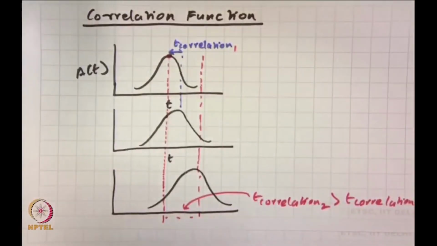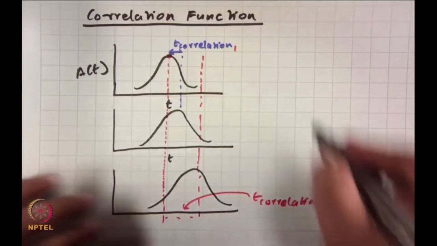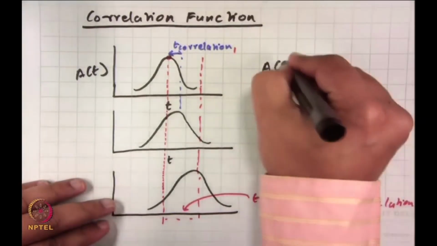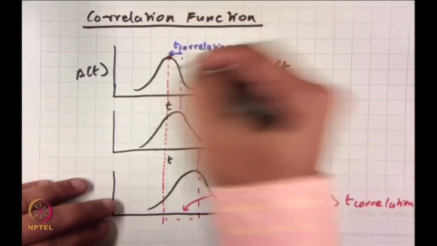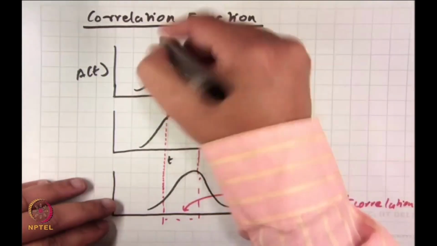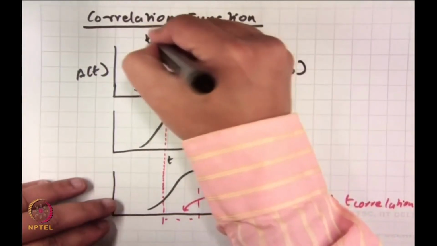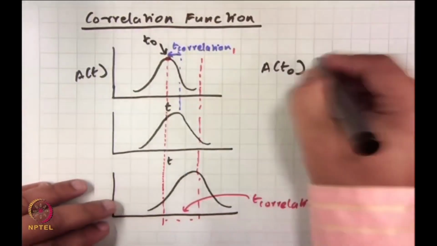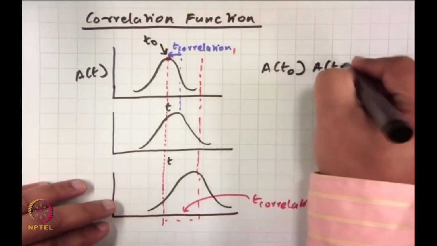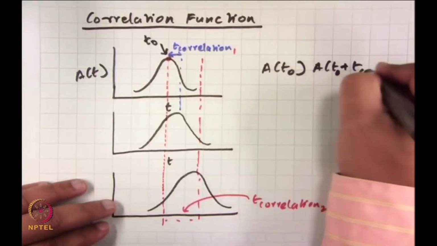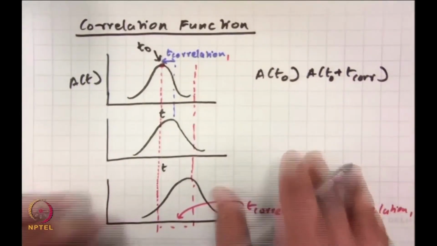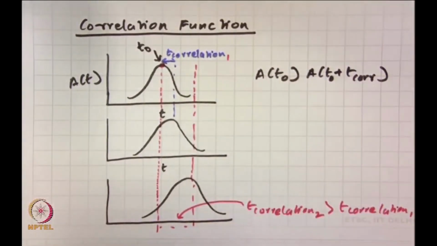So, what I was then trying to develop was, if you take this value A of t, say A of t naught, so this is t naught at one time, and then A of t naught plus t correlation. That is what we are trying to look at. This is the correlation function, the product of two signals shifted by a certain time t correlation.